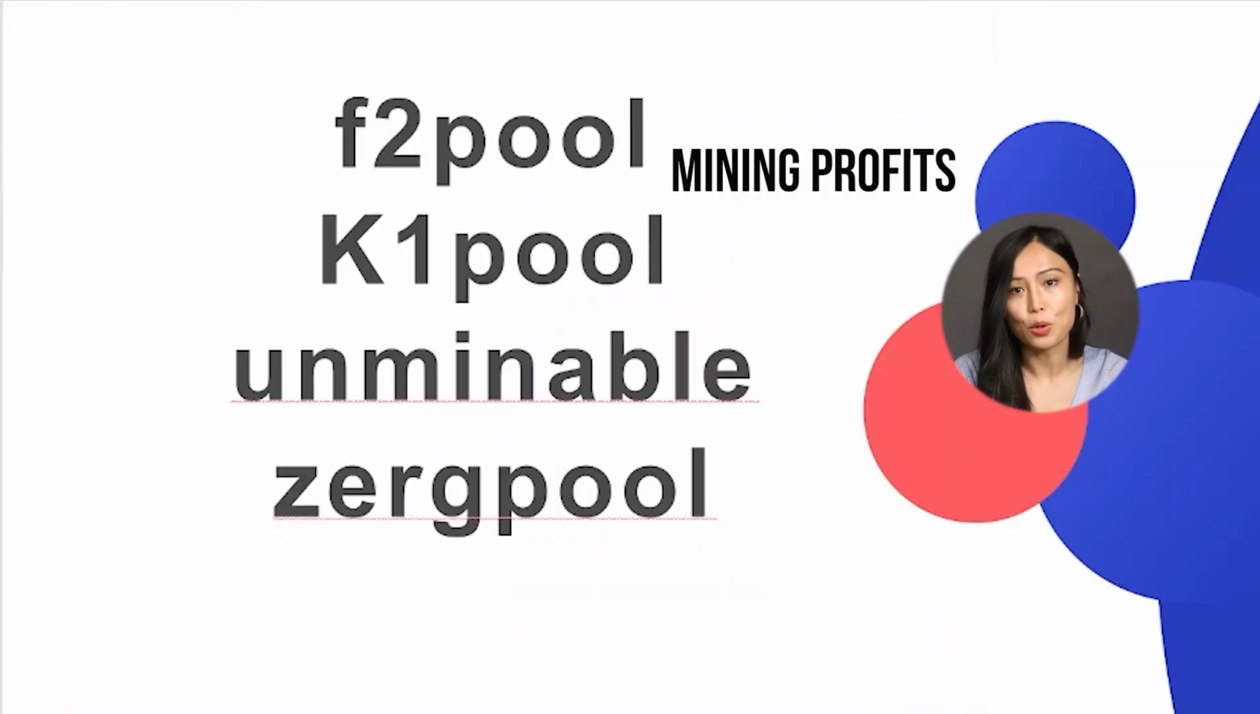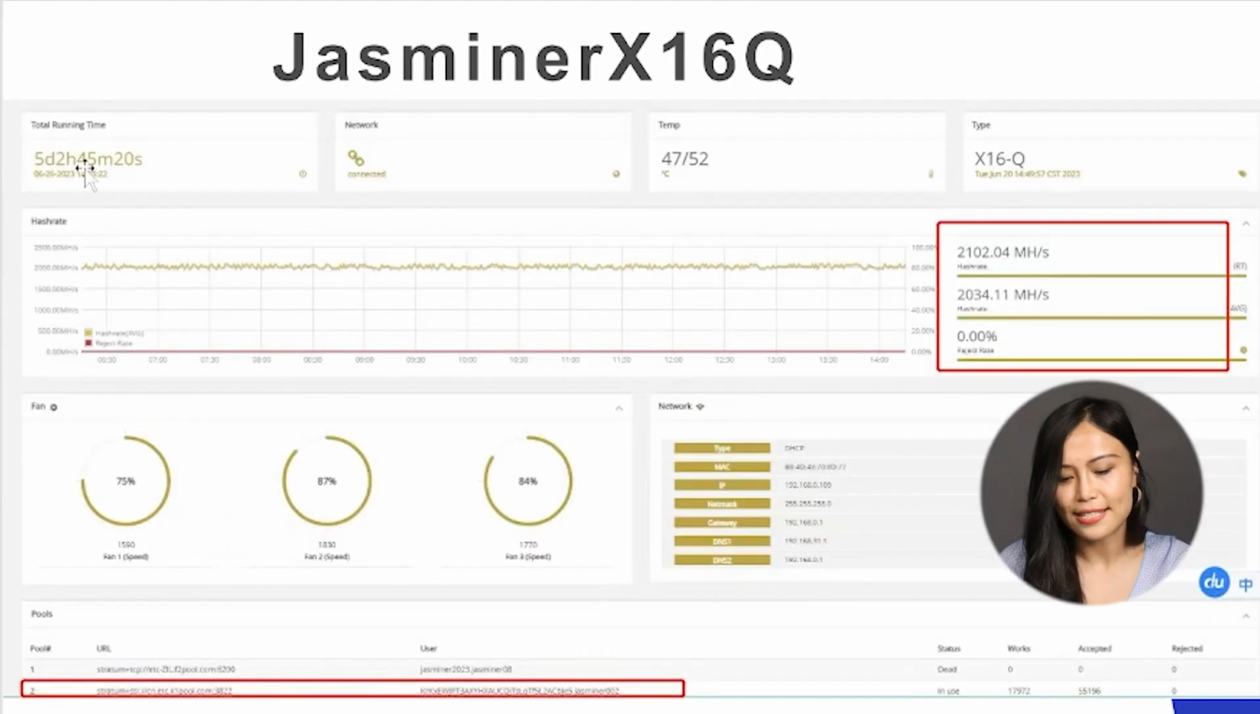Let's go. Mining profit matters most for most ASIC miners, so let's dive into one of the key factors, the mining pool. As you can see on the screen, F2 Pool, etc. Later I will show you some data formats. Now here is the interface of the Jasminer X16-Q as a start.